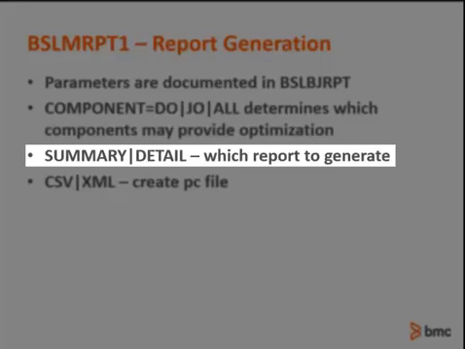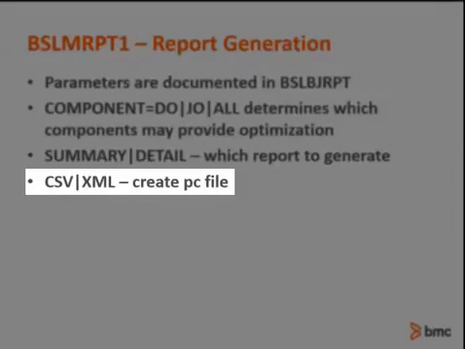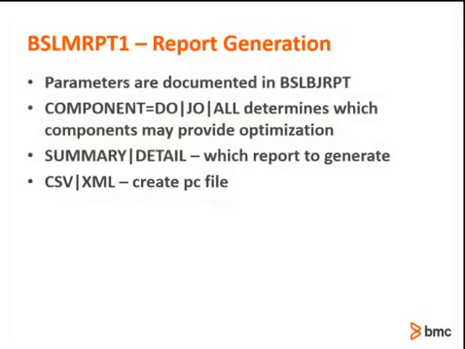Hint: you could duplicate the BZLM-RPT1 step and have one step create a summary report and the other step create a detail report. The latest enhancement to the utility allows for the creation of files that may be downloaded as ASCII to a PC and imported into a tool such as Microsoft Excel. When the summary report is being created, a comma-separated value CSV file is created. Since the detail report has more information, the candidate utility produces an XML format file.